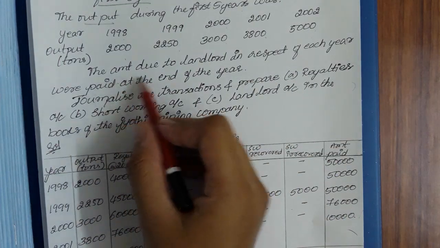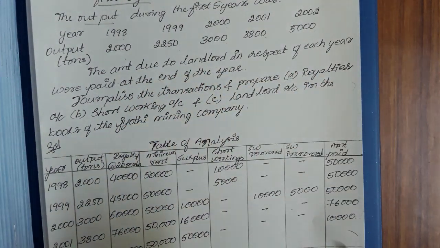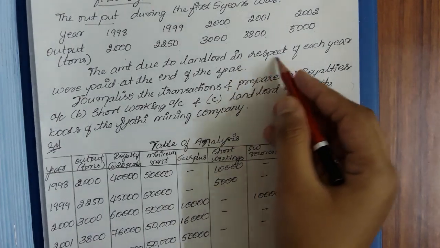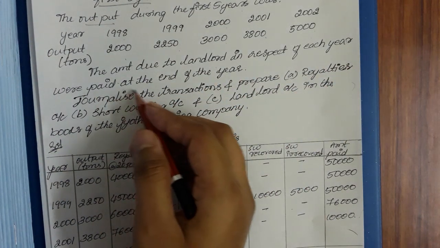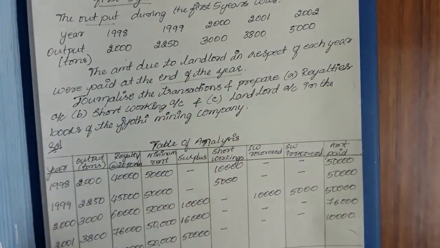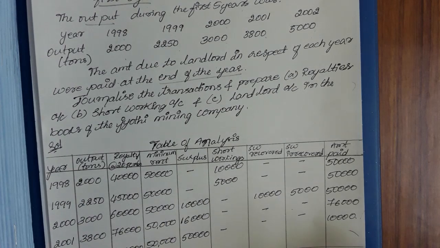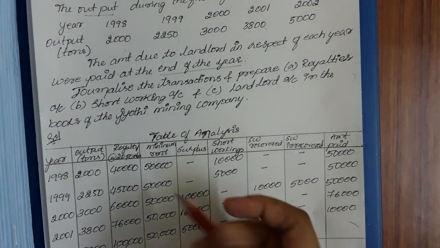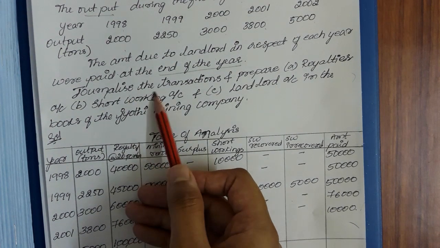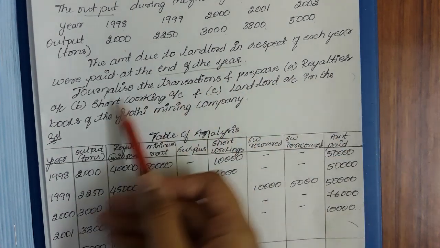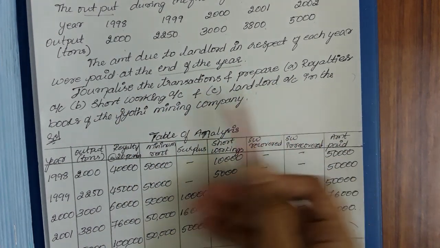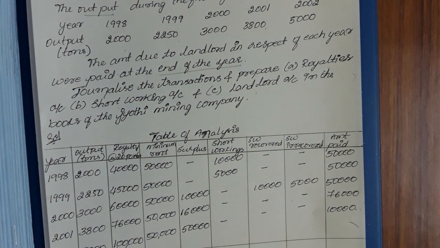Next, the amount due to the landlord in respect of each year was paid at the end of the year. Whatever amount is due will be paid at the end of that particular year itself. Journalize the transactions and prepare the royalty account, short workings account, and landlord account in the books of Jyoti Mining Company. You need to prepare royalty account, short workings account, and landlord account.